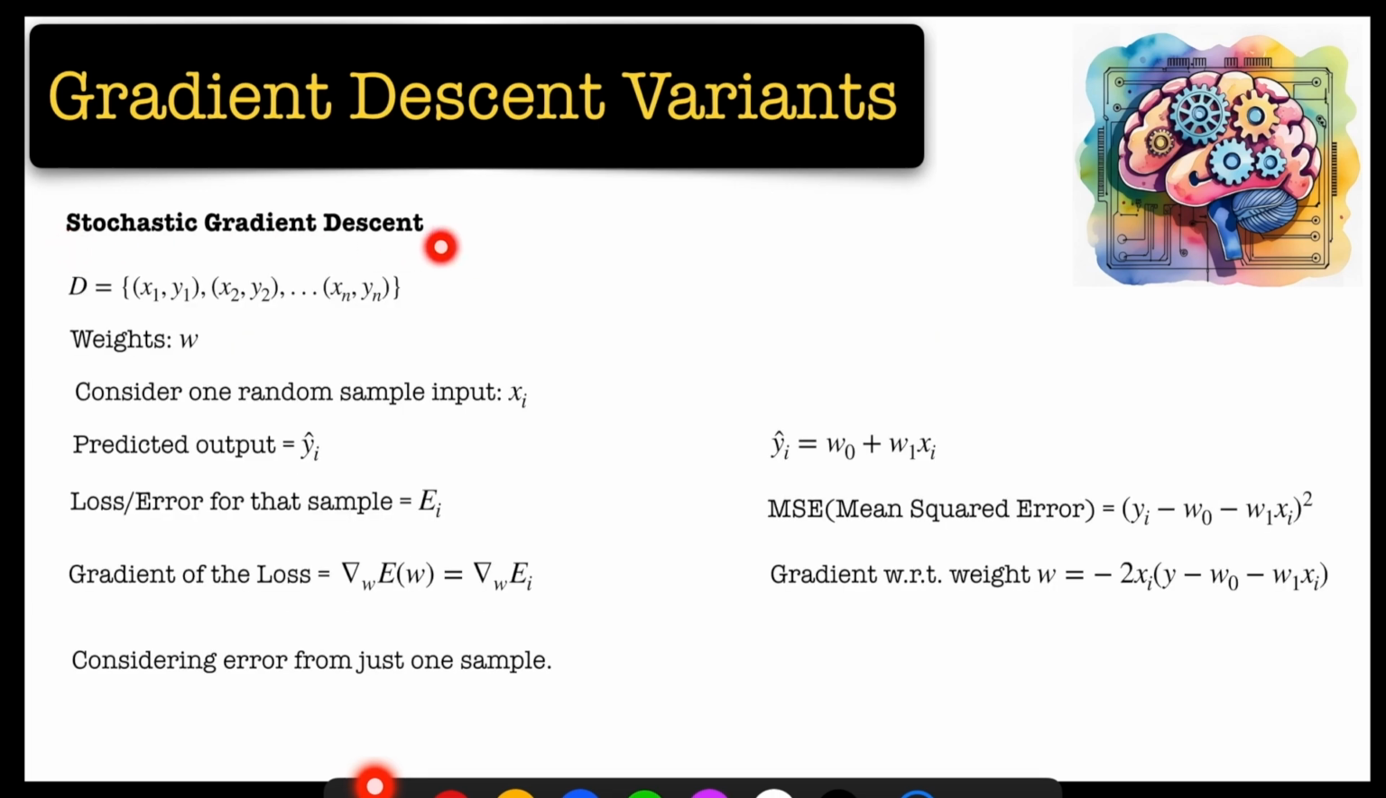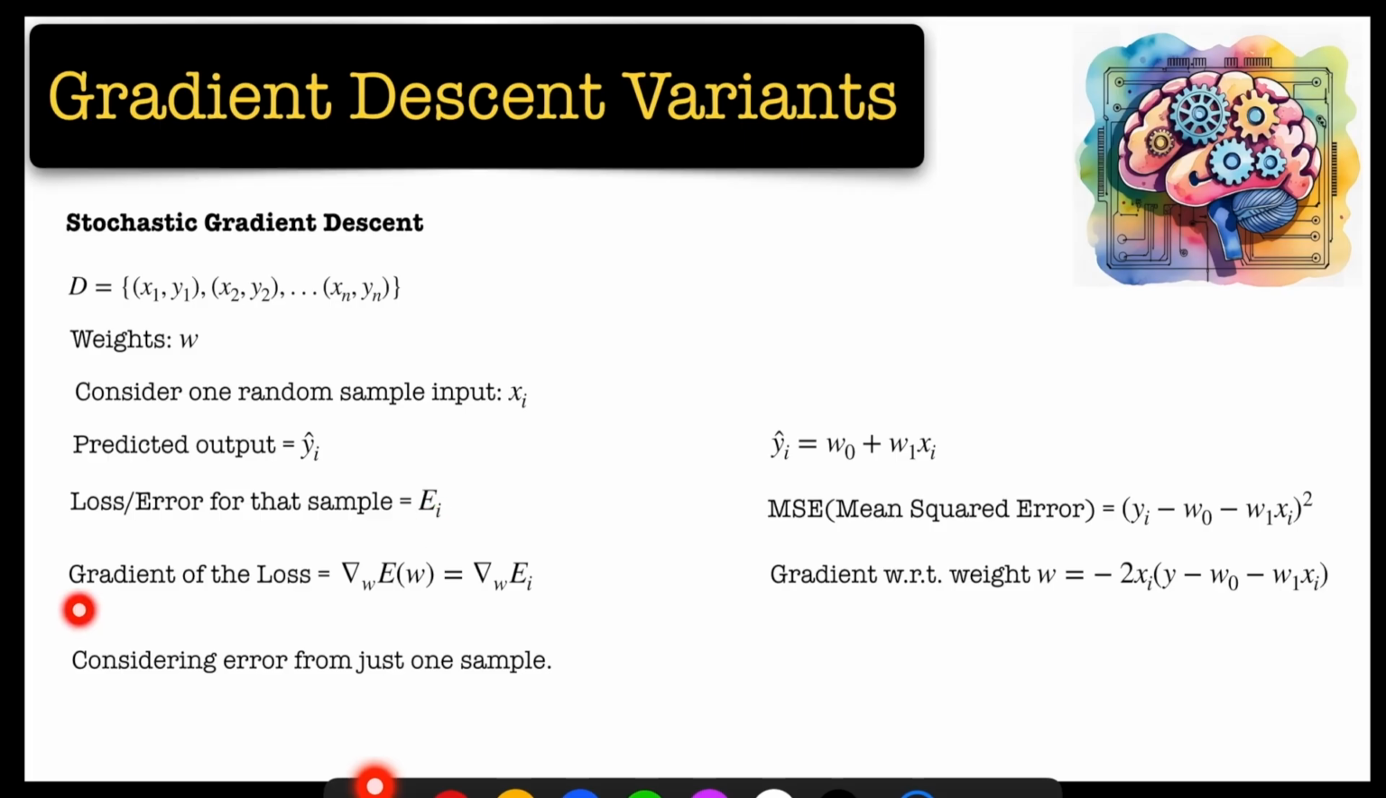Next is stochastic gradient descent. Here also, let's say we consider the same data set, but we are taking only one random sample input, that is xi. The predicted output is yi hat.